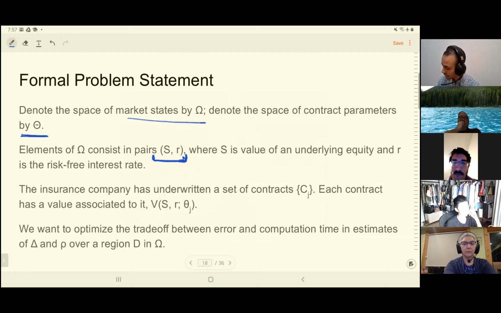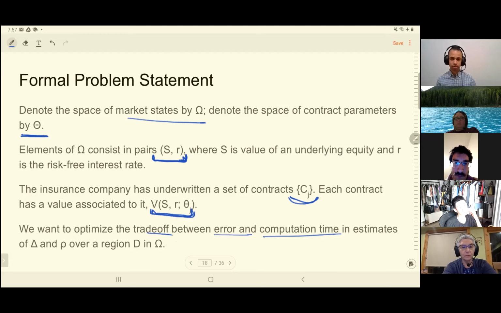The insurance company has some set of contracts, C_j, and each one has a value that depends on the current market state and its own individual contract parameters, theta_j. And what we want to do is understand the trade-off between the error and the computation time in estimates of our Greeks over some region.